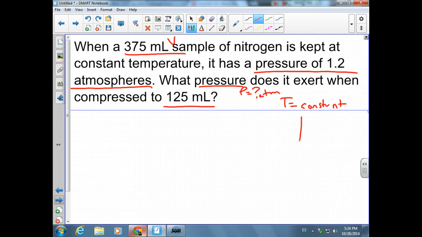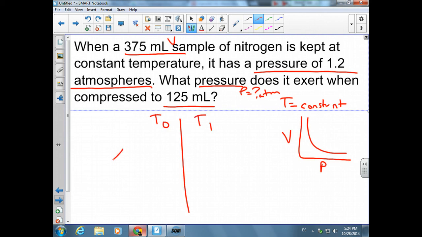And again, I'm going to draw my graph real quick over here. P and V, I remember, are inversely proportional. Let me draw my 2 pictures. Here's my T0, here's my T1. This time I've got a 375 milliliter sample, so my volume is 375 milliliters, and it has a pressure of 1.2 atmospheres.